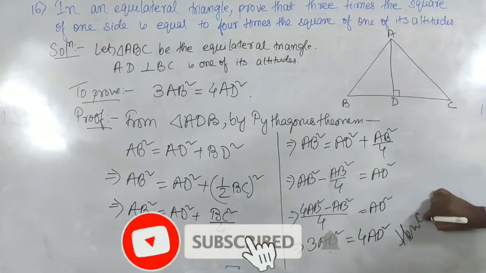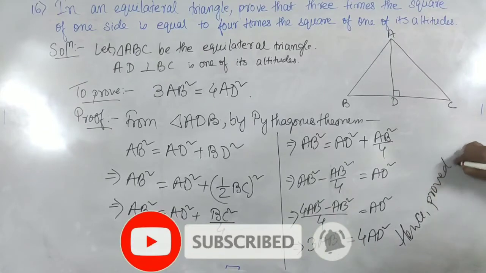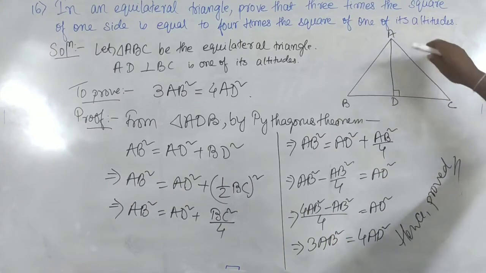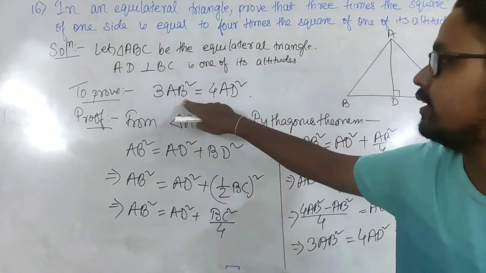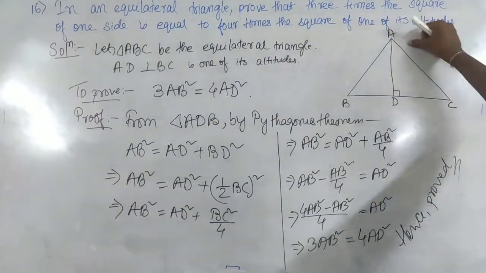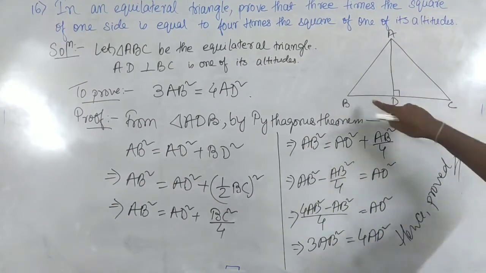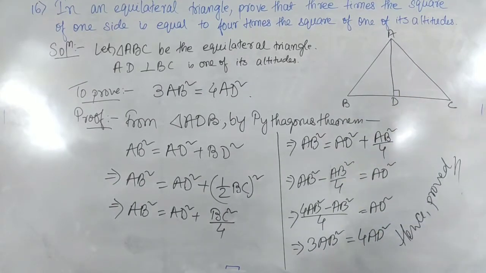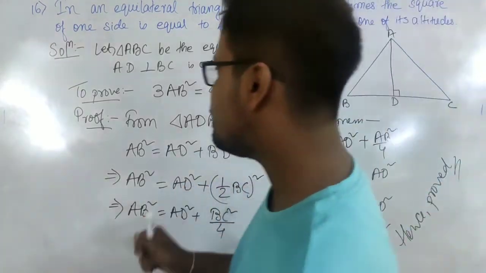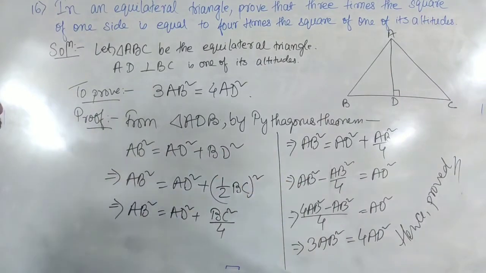So it is a very simple sum. Just take one triangle, either this or this. If you are taking this triangle, then just change it to AC because this time AC will be the hypotenuse. Take one triangle and use this D as the midpoint so that you can find BC and then into AB. So that is a very simple proof. Hope you understood this proof.